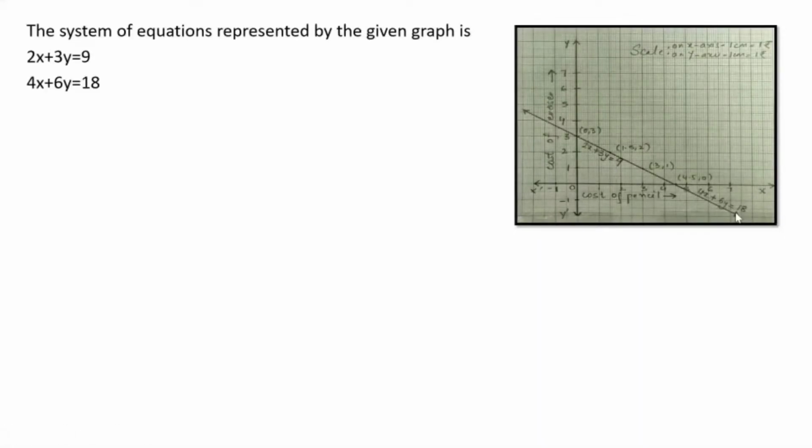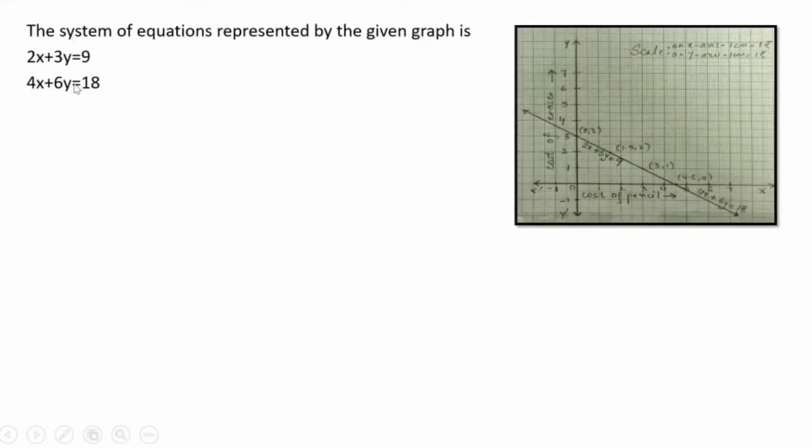This graph is representing two lines: 2x + 3y = 9 and 4x + 6y = 18. These are the two equations whose graph has been drawn, and I see that the graph drawn is only one line. Both of these equations are representing the same line, or we can say that we have coincident lines representing these two equations.